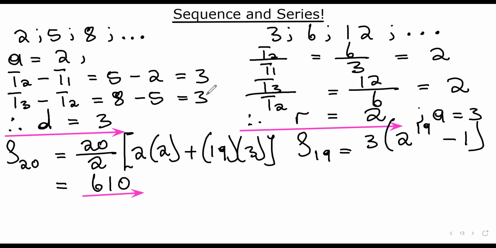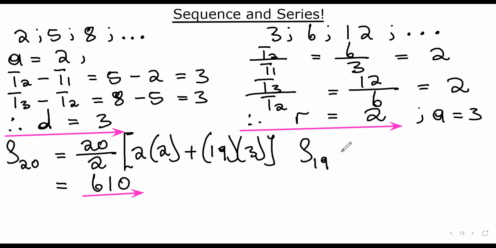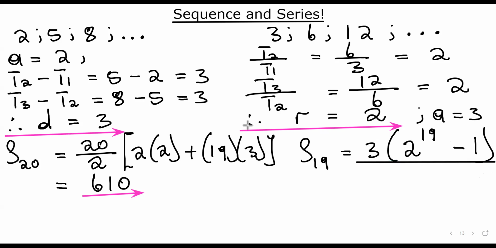And then we say minus 1. I'm stingy with space. I do have space down there. I'm just not sure why I choose to compress everything. Right. A is 3. R is 2. The number of terms is 19. Yes, this is what we have. And everything is divided by constant ratio minus 1.